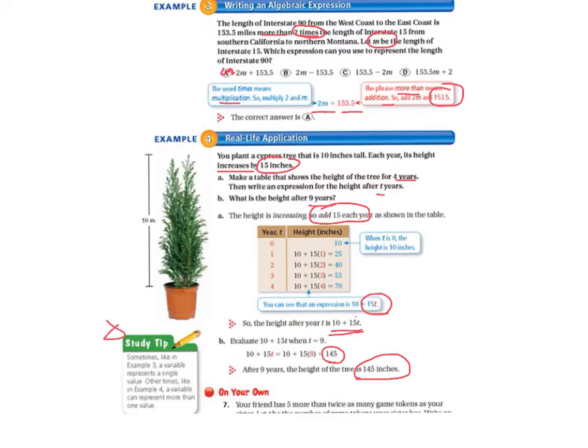We need to look at our study tip here. Sometimes, like in example 3, a variable represents a single value. Other times, like in example 4, a variable can represent more than one value. So you can end up with a variable where you can put in different values for it to come up with different answers.